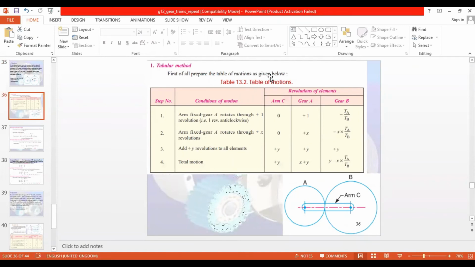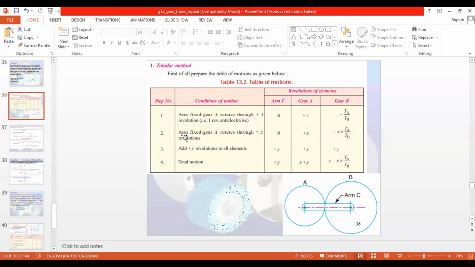First of all, prepare the table. According to the given condition, arm fixed, gear A rotates through +1 revolution. These are the if conditions. Arm fixed means 0, but in our case the arm is not fixed. Gear A making 1 rotation, so 1. For gear B, if gear A is making 1 rotation, gear B will be making rotation in the opposite direction, that is minus TA by TB rotations.